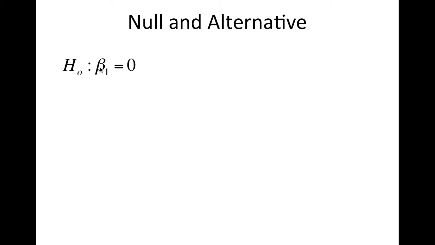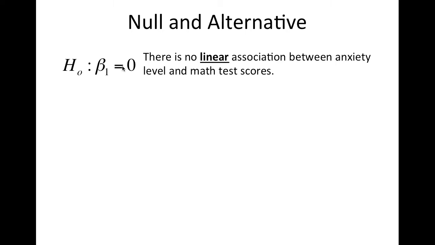And our null is saying that there is no linear relationship, no linear association between the anxiety level and the math test. So this would be the null for the same example that we did for review last week. So we're looking at the math scores and the test anxiety. And again, it's always going to be equal for the null.